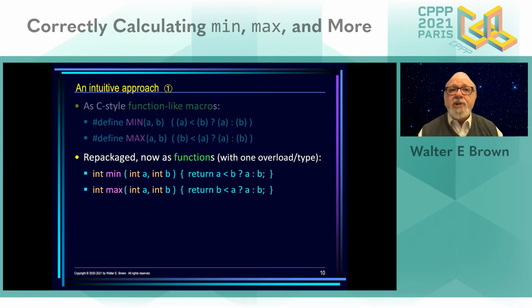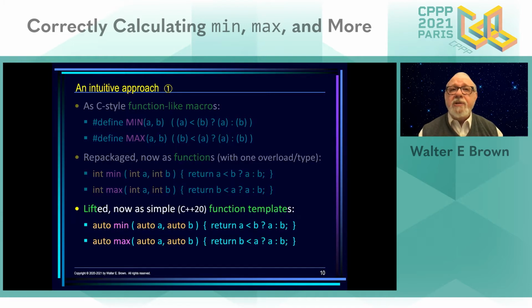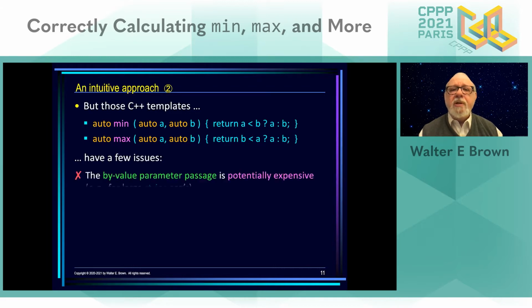So the next logical step in the progression is to lift those functions and turn them into function templates. And here I'm showing them in the C++20 style. But those templates, which I've reproduced here for your convenience, do have just a few issues. For one, the parameter passage, which is by value, is, as you know, potentially expensive. For example, for arguments that happen to be large strings.